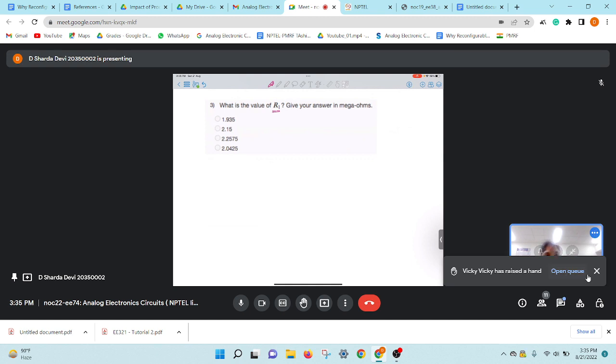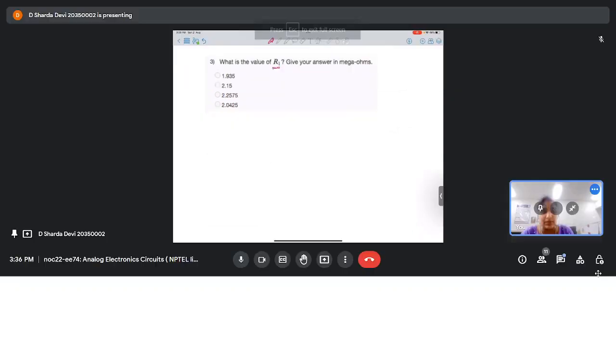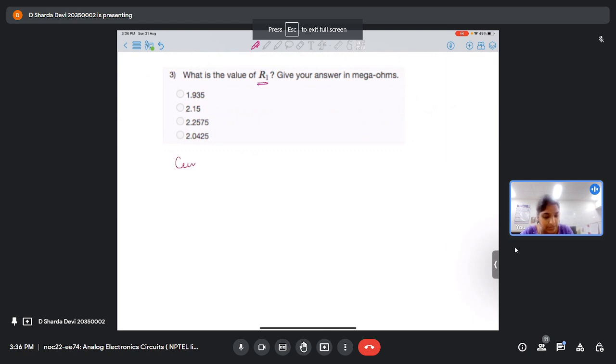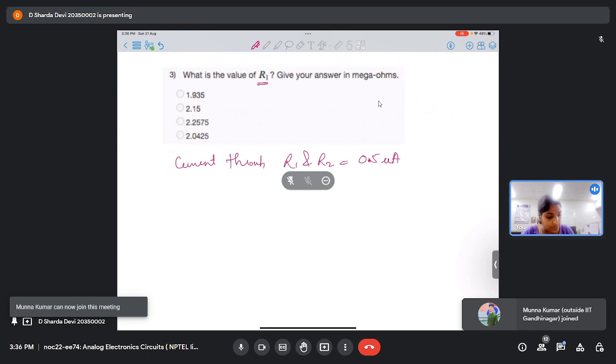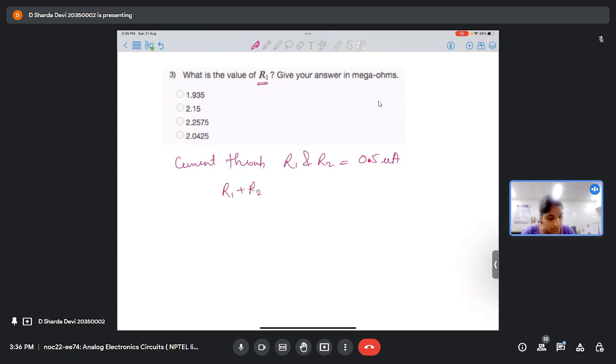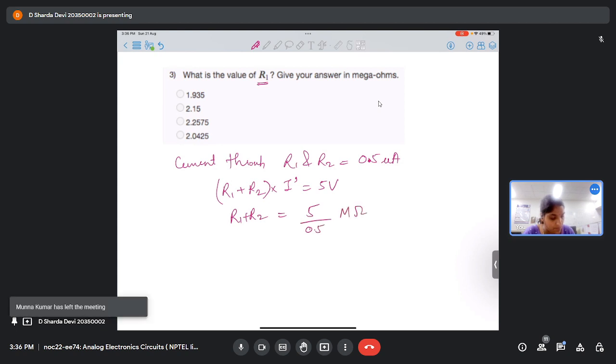It was given that the current through R1 and R2 is 0.5 microampere, right? This was the current. So R1 plus R2 into, let's say, I dash equal to 5 volts. So R1 plus R2 is 5 by 0.5. So R1 plus R2 is 10 mega ohms.